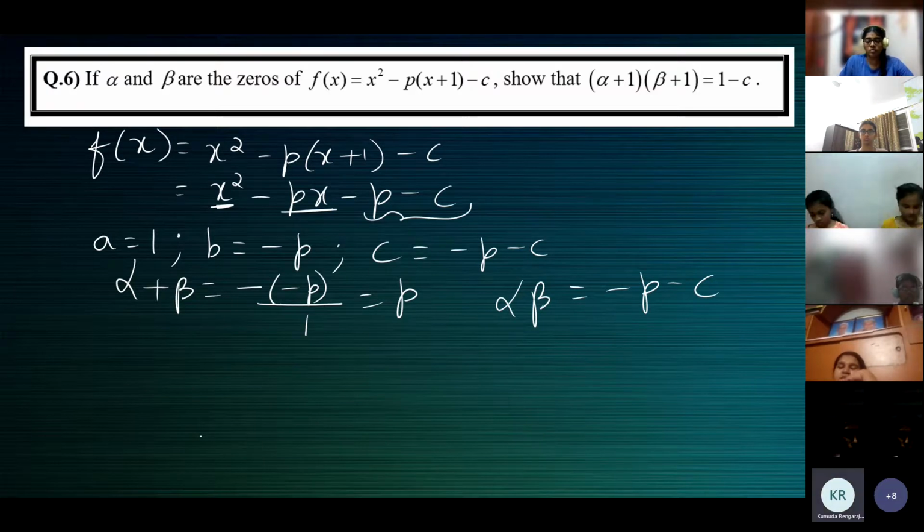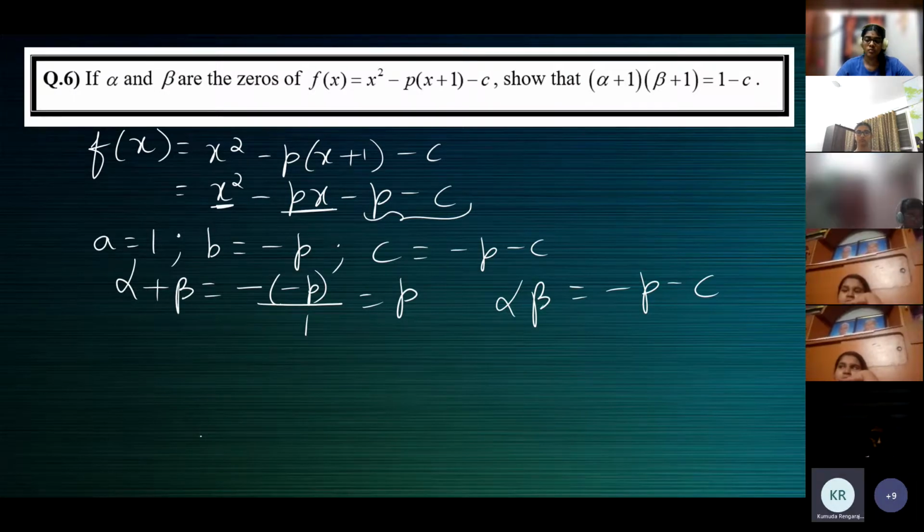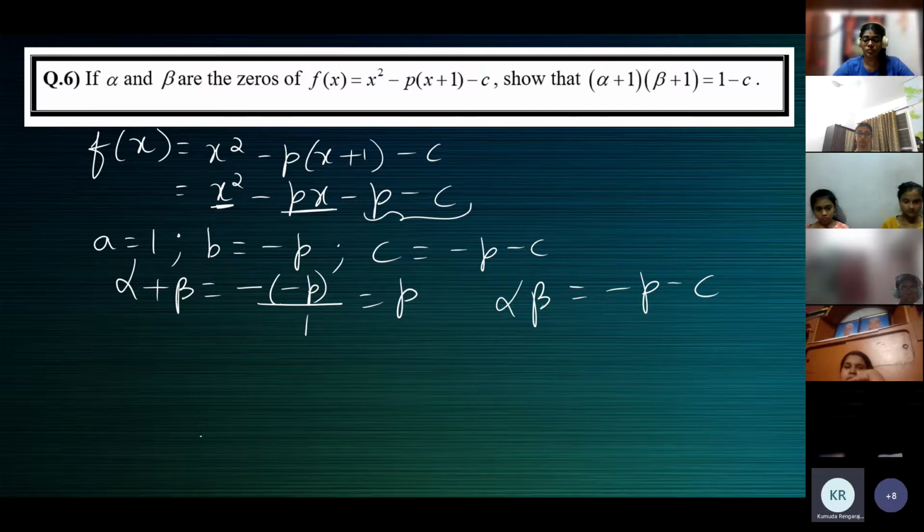So, as I told you, you now know that whenever you're given a quadratic polynomial, the first step is to find the sum of the zeros and the product of the zeros. To find these, you need the values of a, b, and c: minus b by a, c by a. And to find the values of a, b, c, the polynomial should be in the standard form. Only then can you get the values of a, b, c.